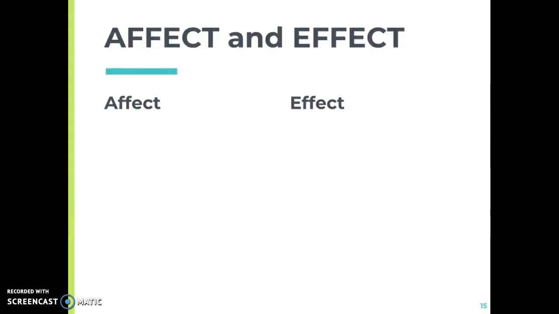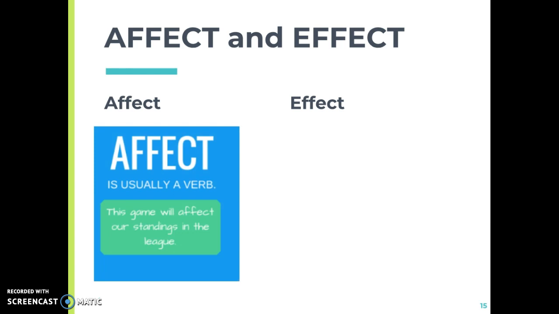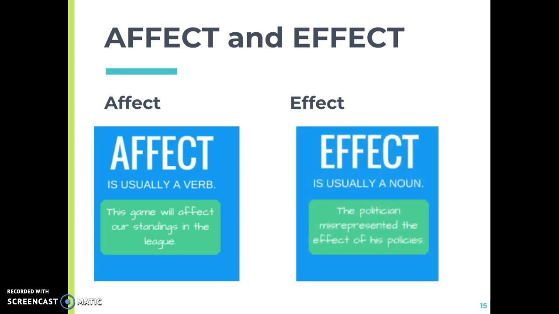Next are affect and effect. These words are confusing because each of them is both a noun and a verb. However, to keep it simple, just remember that affect with an A is mostly used as a verb that means to influence, like the game will affect our standings in the league, while effect with an E is mostly used as a noun, meaning result, like the politician misrepresented the effect of his policies.